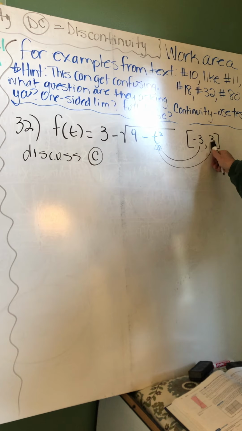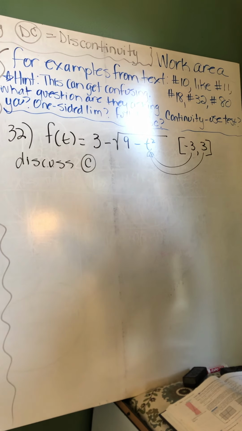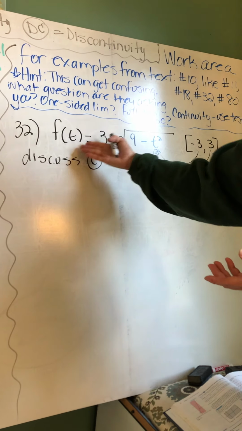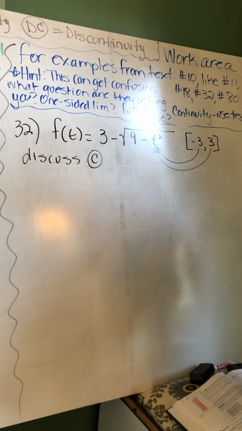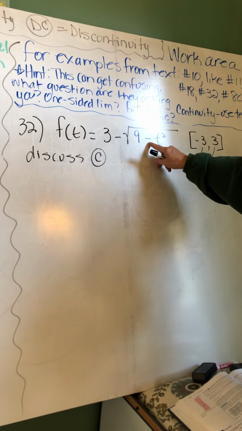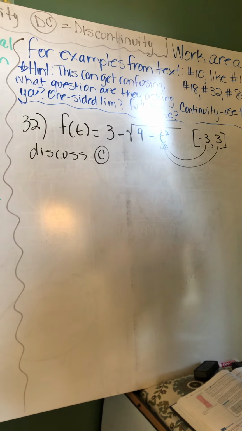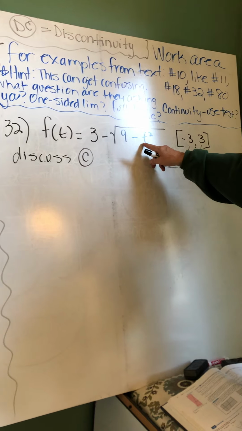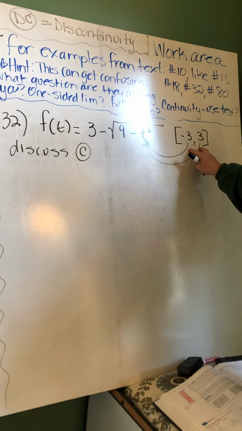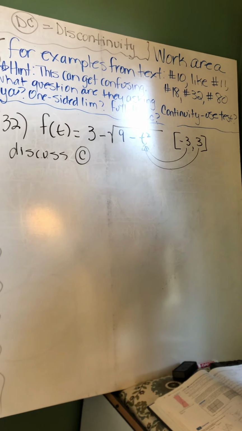How about anything in between -3 and 3? Are there any issues here? Any values where we wouldn't be able to produce a function value? Let's try right in between. t of 0? No. 9 minus 0 is 9. The square root is 3. 3 minus 3. No, I think for any values, any integers, 1, 2, -1, -2 on this interval, I can get a function value out here, okay?